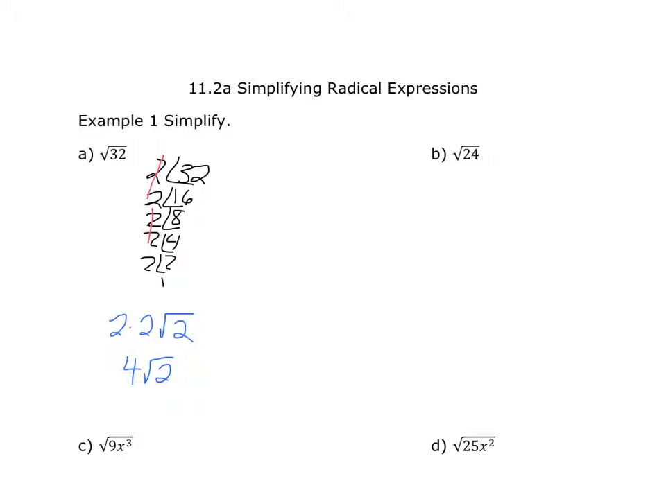The rule is the same with variables. So when you get to the square root of 9x to the 3rd power, you take out pairs of x's, so you'll get to take out 1x. 1x will stay underneath. Try those next 3, and then we'll go on together.